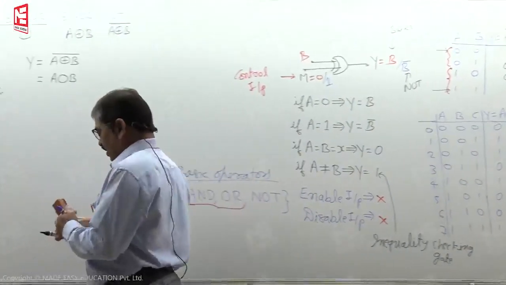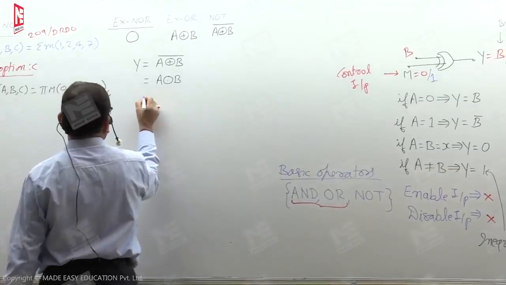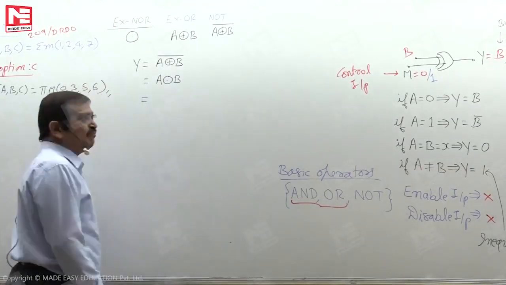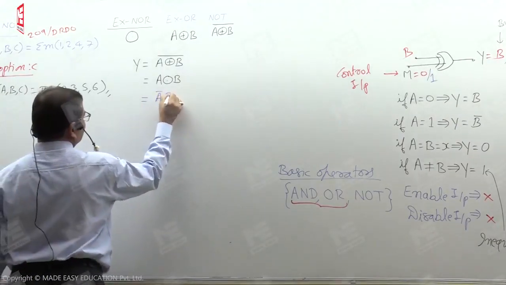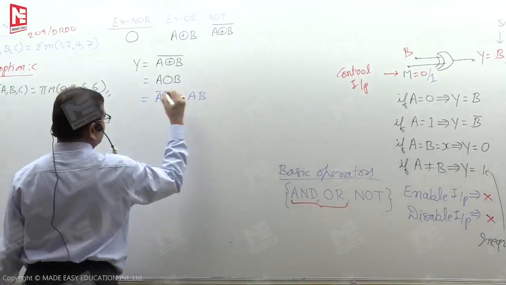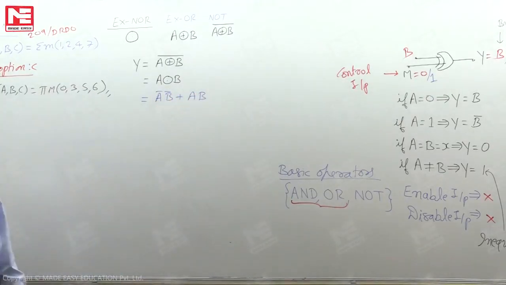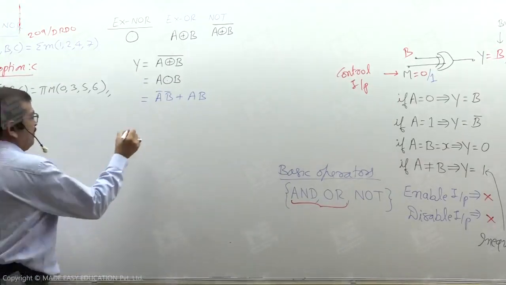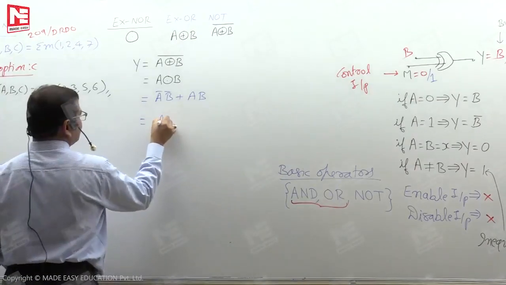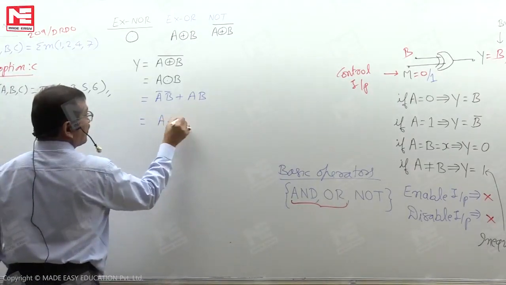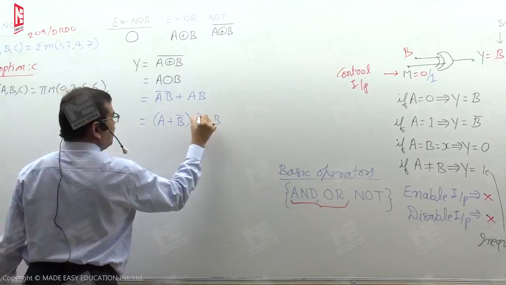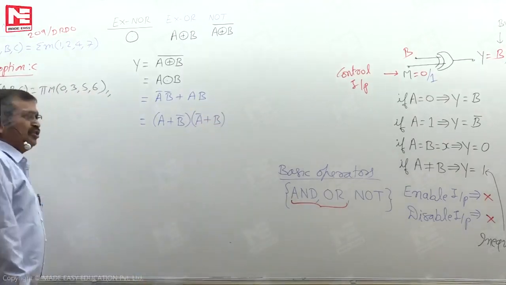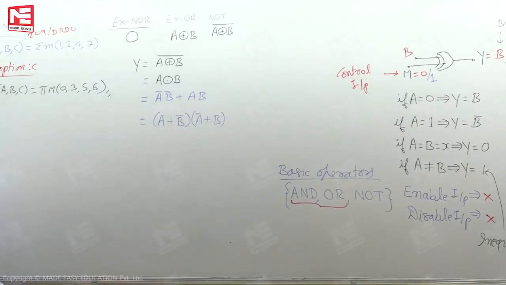Here also, if you try SOP form and POS form, the SOP form we get by looking at the first and last row. The first row product will be A complement, B complement. The last row product is AB, because in the first row A and B are 0, 0, and for the last row it is 1, 1. The POS expression is A or B complement, and with A complement or B.